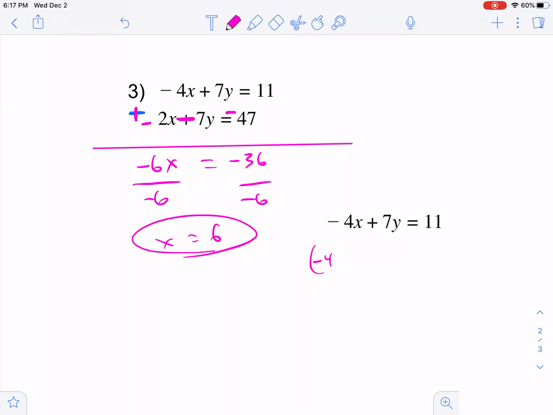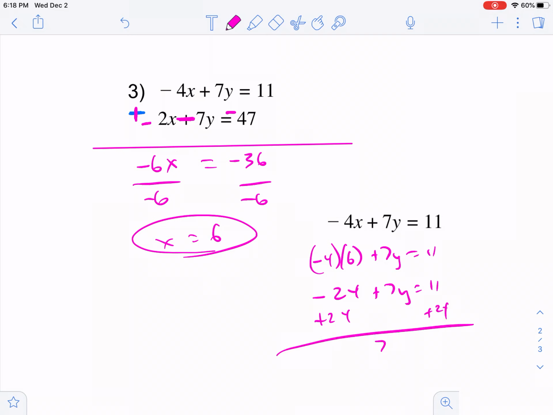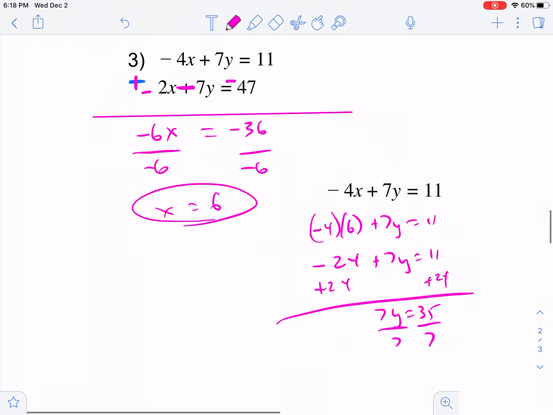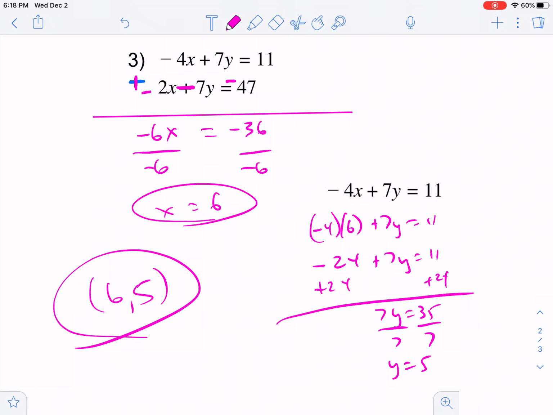Negative 4 times 6 plus 7y equals 11. Negative 24 plus 7y equals 11. Plus 24, plus 24. I get 7y equals 35, divided by 7. I get y equals 5. I then come over here. I say 6, 5. Boom. I'm not sure? Plug it in there and see if it works.